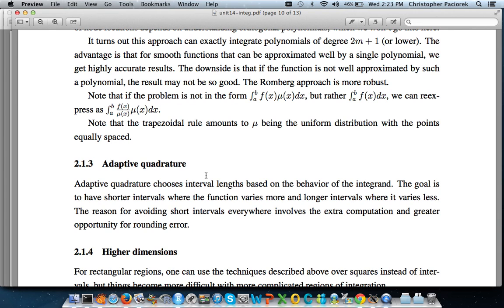Yeah, Lei? So what's the difference of doing this quadrature rather than doing the simulation? I mean, simulation can also give us an approximation to the integral, right?